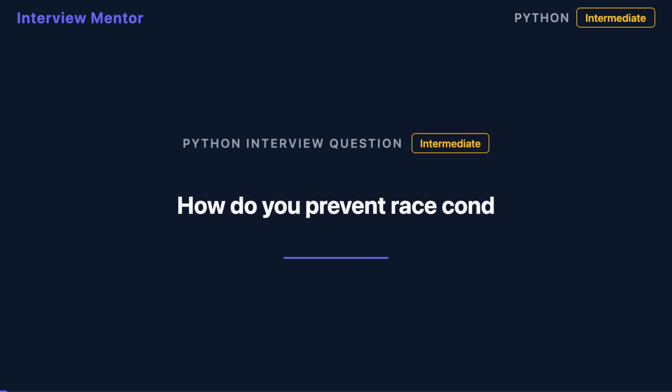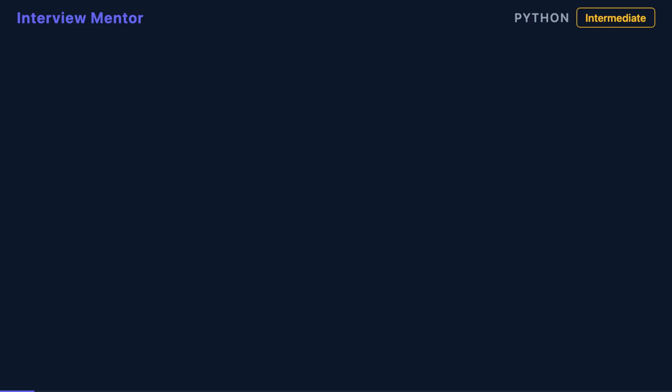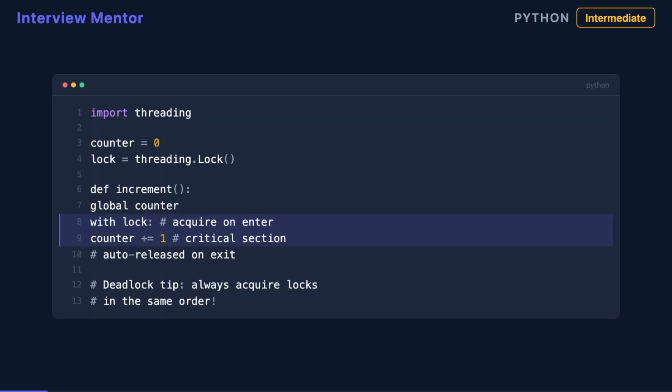Two threads, one shared counter, and your final value is wrong. That's a race condition. The most direct fix is a mutex, a mutual exclusion lock. Python's threading module gives you threading.Lock. Acquire it before accessing shared data, do your work, then release, ensuring only one thread runs that block at a time. The with statement handles release automatically, even on exceptions.